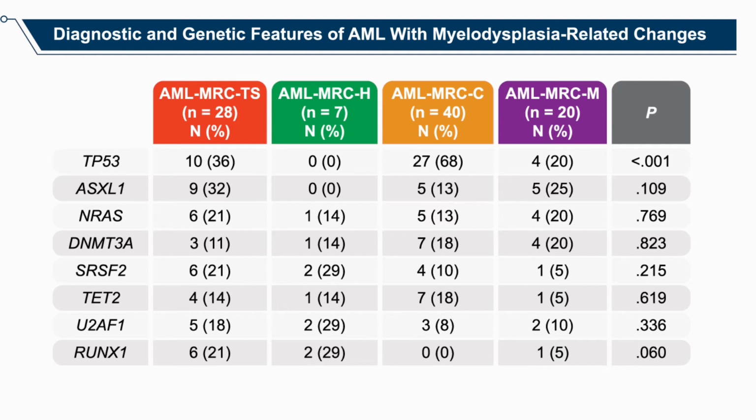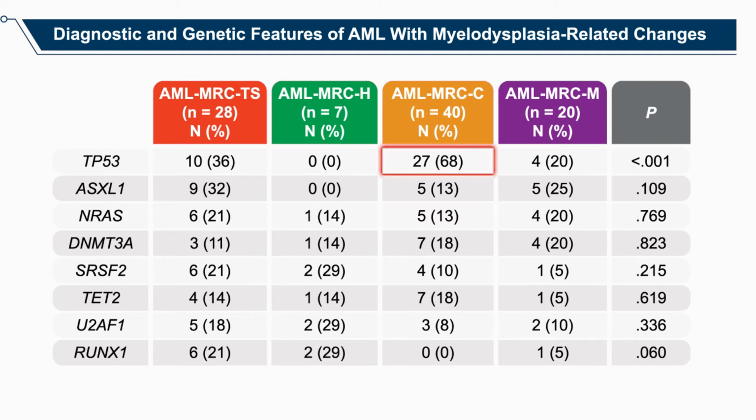And one thing that stands out here, and that was significantly different, is that in the group with acute myeloid leukemia with myelodysplasia-related changes that was defined by the chromosomal abnormalities or the cytogenetic abnormalities, these cases more often had mutations in TP53, and that actually makes sense because, as you know, TP53 mutations are more often associated with a complex karyotype, so you would see that difference there.